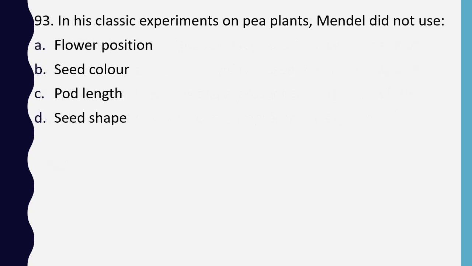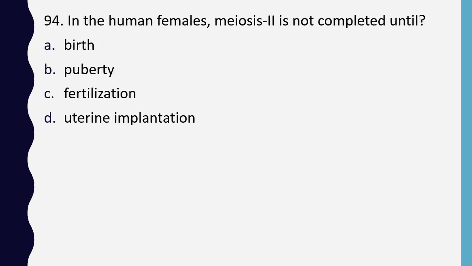Question number 93. In his classic experiment on pea plants, Mendel did not use flower position, seed color, pod length or seed shape. Correct answer is option C. He did not use pod length as a character. Question number 94. In human female, meiosis II is not completed until birth, puberty, fertilization, uterine implantation. Meiosis II is not completed until. Correct answer is option C, that is fertilization.